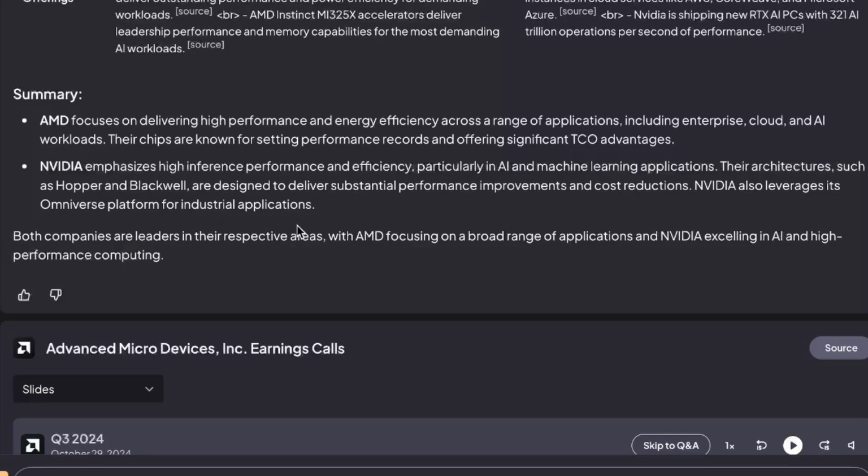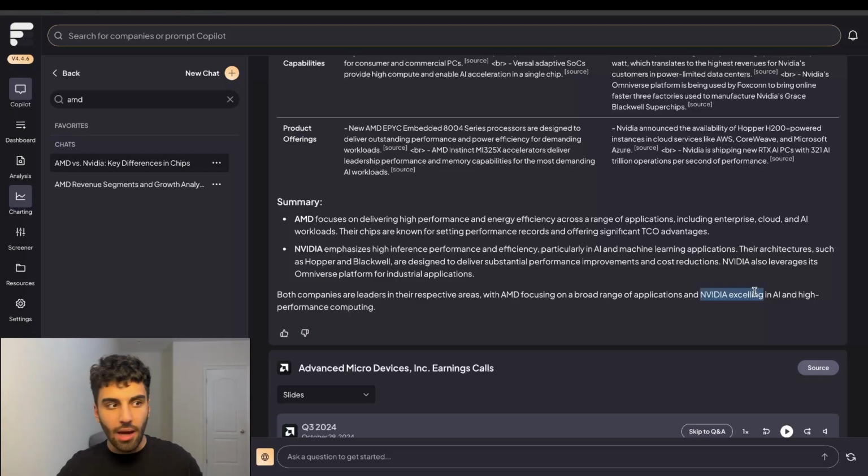They're both leaders in their respective areas. AMD focuses on a broad range of applications. Nvidia excels in AI and high performance computing. So AMD's trying to sell you a lot of different products and be good at a lot of different applications, but Nvidia is really honed in on being very good specifically at AI and high performance computing. And that's where they really, really excel. That seems to be where the market is going.